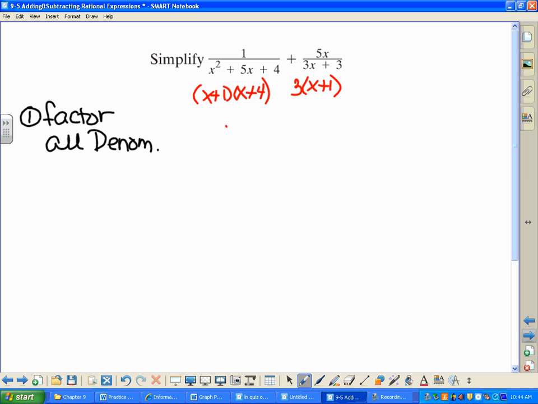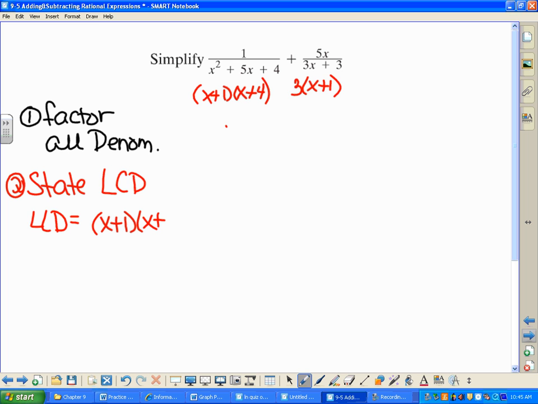Okay, so let's see if we can now state the LCD, the least common denominator. Well, we're of course going to need a factor of an x plus 1 and an x plus 4, aren't we? We need those two. Now look at your second fraction. Are there any other factors from that second fraction's denominator that are missing from our common denominator? Sarah? The 3, right? So I'm just going to put the 3 here.